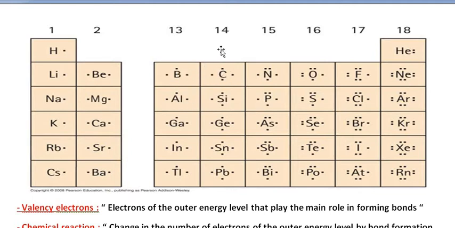Group 14 or group 4A contains 4 electrons in the outermost shell. Group 15 contains 5 electrons in the outermost shell. Group 16 or 6A contains 6 electrons in the outermost electron shell. Group 17 or 7A contains 7 electrons in the outermost shell. These here are the noble gases, containing 8 electrons in the outer shell, which is completely filled with electrons.